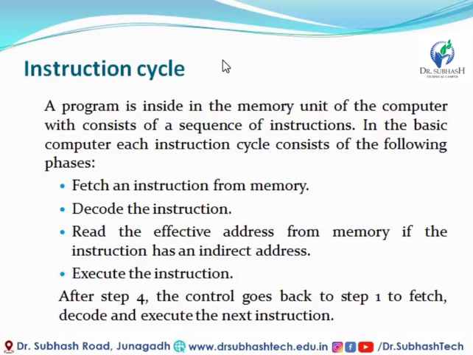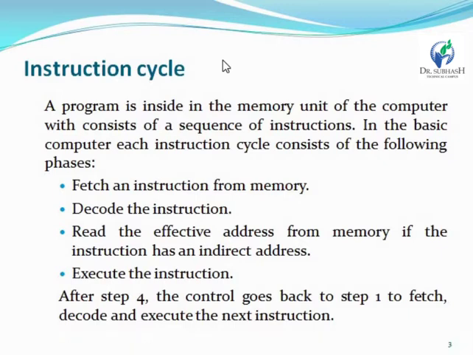First of all, fetch the instruction from the memory, then decode the instruction. After that, read the effective address from the memory if the instruction has an indirect address, and finally execute the instruction. These four phases make up the instruction cycle: fetch the instruction, decode the instruction, read the effective address if the memory indicates an indirect address, and finally execute the instruction. All of these phases form the instruction cycle.